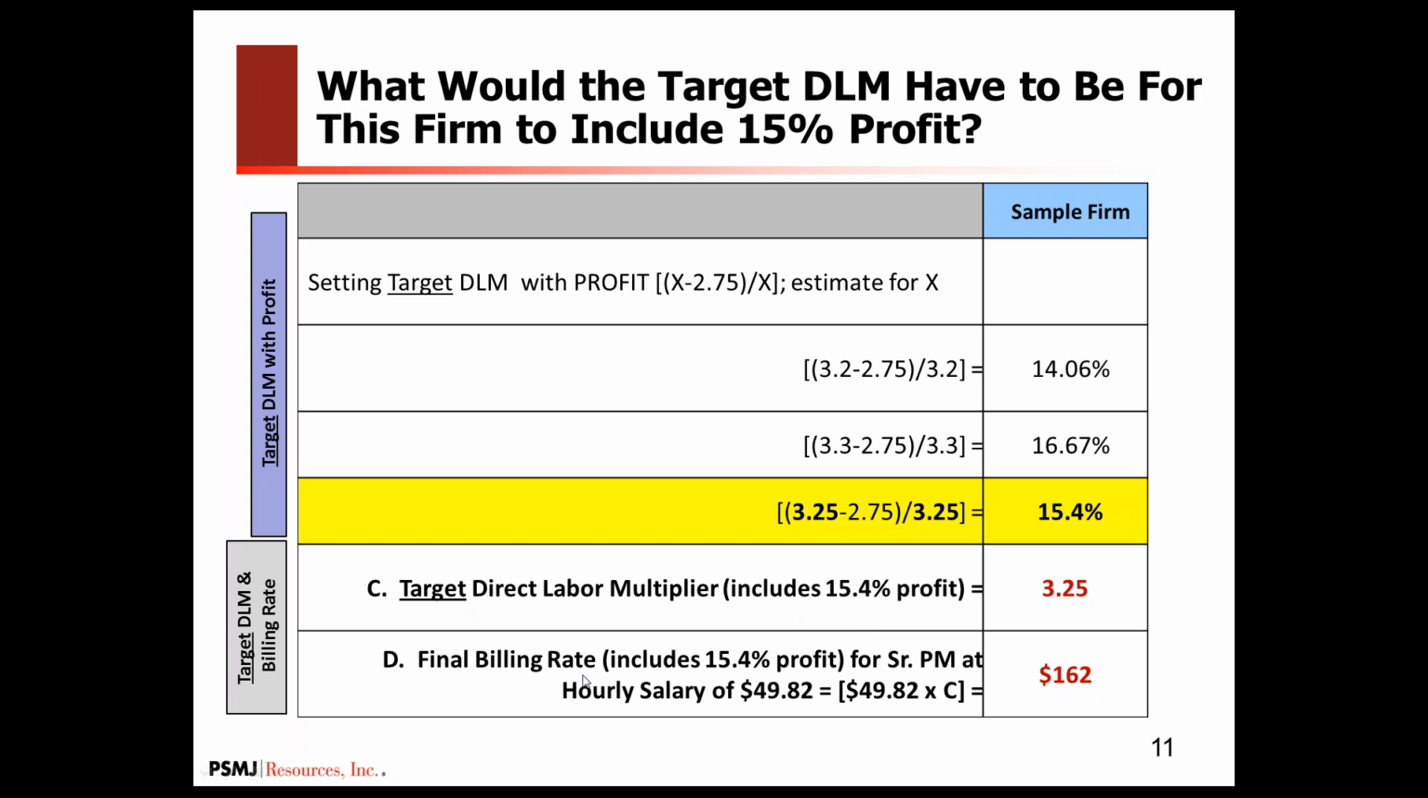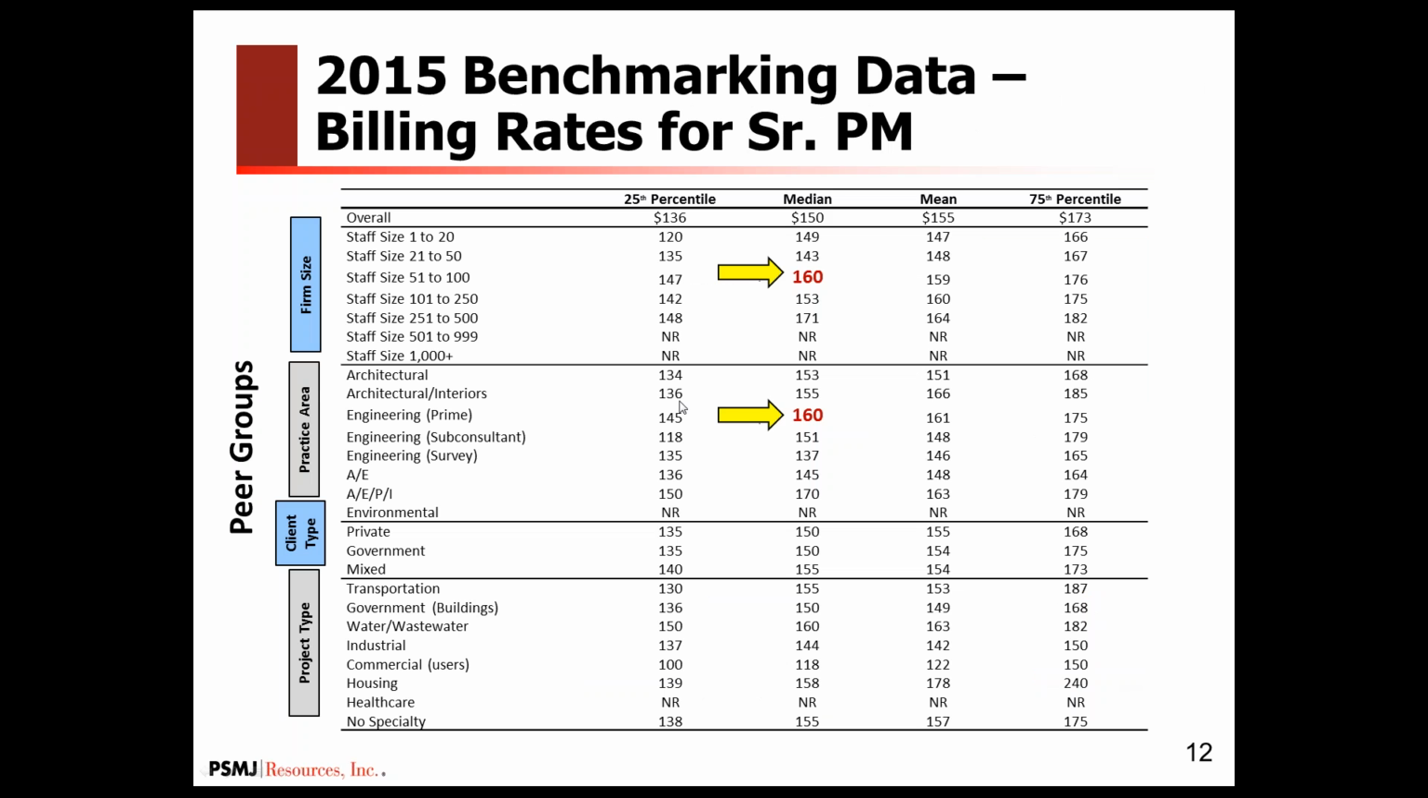So the final billing rate for our senior PM, if we take their 49.82 base salary per hour, multiply it by 3.25, we get a billing rate of 162 per hour. A little bit higher than the benchmark. Again, if you recall, it was 160 and 160.